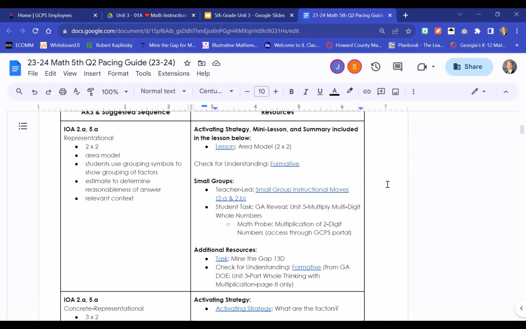Additionally, you will see resources that have been pulled from the adopted Georgia Reveal curriculum resource for 5th grade. These resources are not directly linked and can be accessed via the GCPS portal. You will, however, see examples of lessons that have been adapted using the Georgia Reveal components. Resources from the Georgia DOE have also been adapted and linked to the pacing guide. Some Georgia DOE resources have been directly linked.